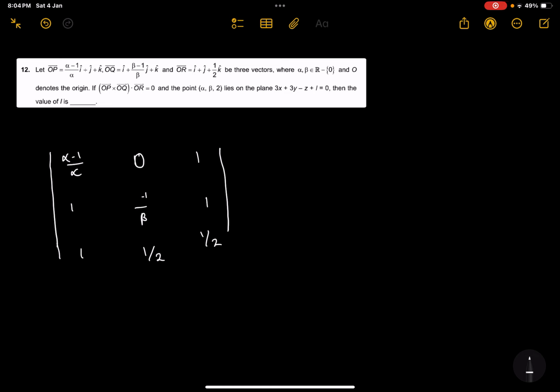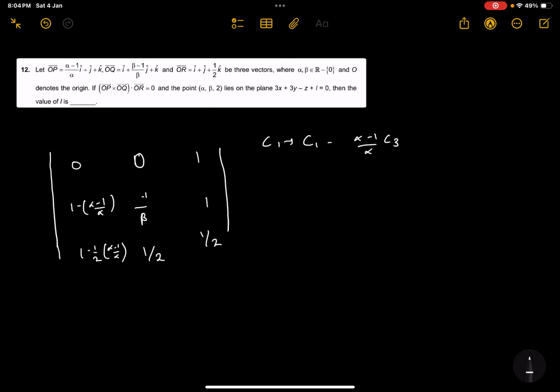And then we'll subtract column C1 goes to C1 minus alpha minus 1 by alpha C3. So this will go away. This will become 1 minus alpha minus 1 by alpha. So 1 minus half alpha minus 1 by alpha.